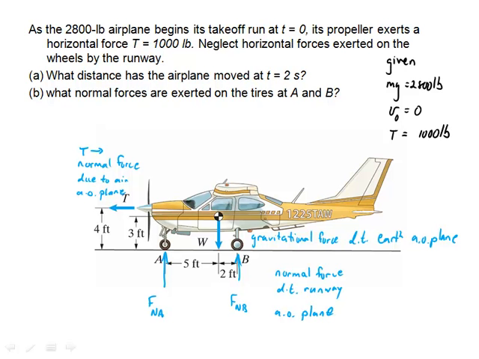I define them the same way, but their characteristic lettering here, FNA and FNB, is an indicator that they are not of the same value. And they also do not act at the same place. Alright, and that's all of my forces. Those are all the forces acting on the airplane.